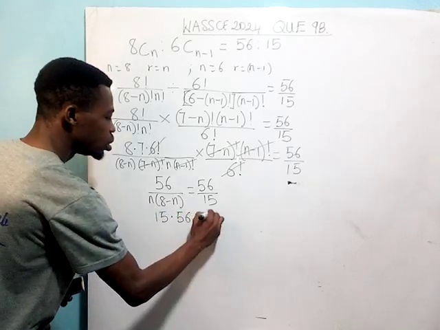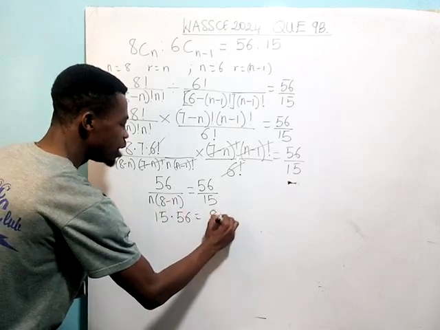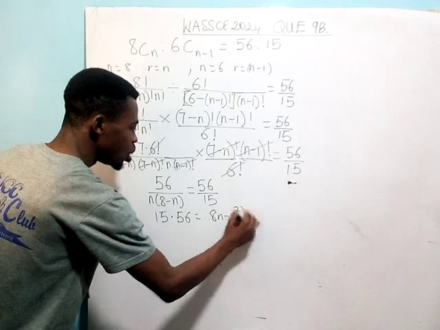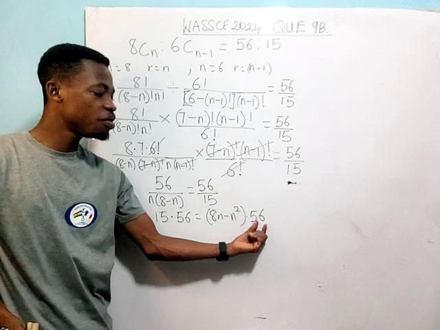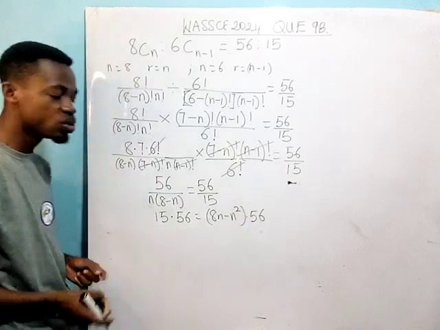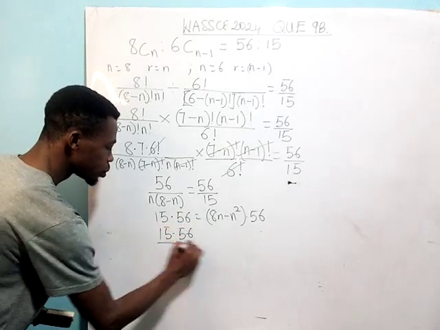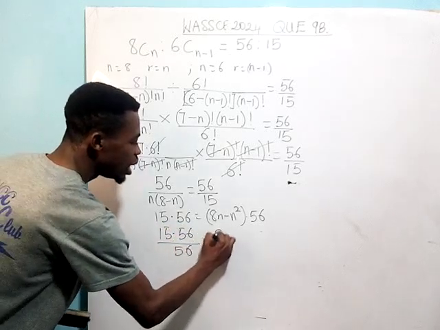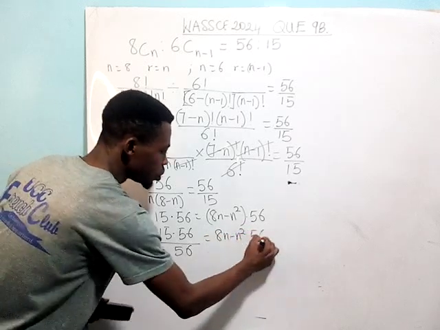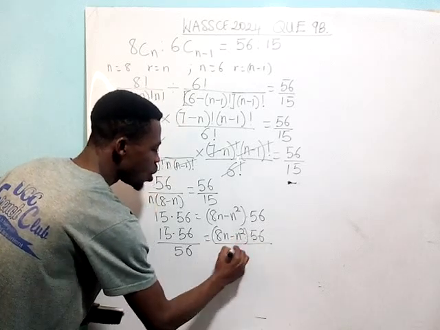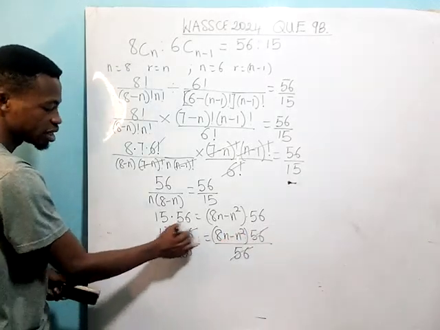Then here the expansion of this, which is 8n minus n squared, also multiplies 56. Now here we can say that 56 is a coefficient, so therefore it is going to divide. So we divide through by the 56. On 56, 8n minus n squared times 56 all over 56. So 56 cancels out. 56 cancels out.